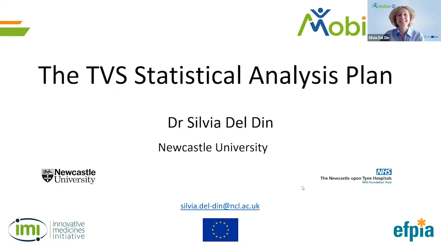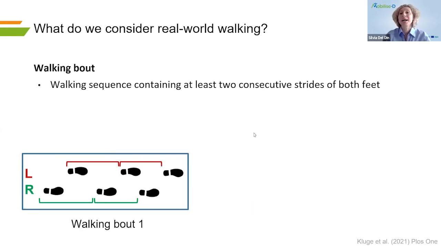She's explained the SAP very well. And now I'm going to dig into, obviously, our unit of measure that, as Sarah just described, is a walking bout. So again, just a reminder of something that we've seen before in the previous webinars. What do we consider here a walking bout?